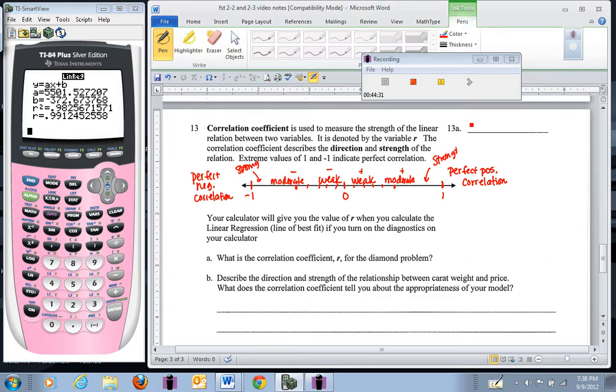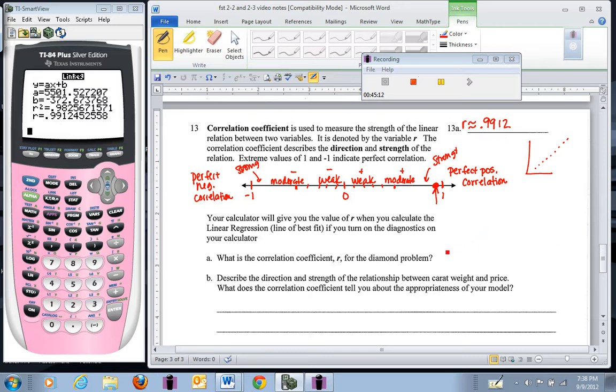For this particular problem, our R value is approximately 0.9912. So it'll be right up in here, 0.9912. Not perfect positive correlation, but it is very strong positive correlation. Now, it should be positive correlation because as the carat weight increased, the cost or the price of the diamond increased, or the value of the diamond increased. So if we're looking here, we have positive slope to our scatter plot. We wanted to know what that correlation coefficient was. We found it at 0.9912.